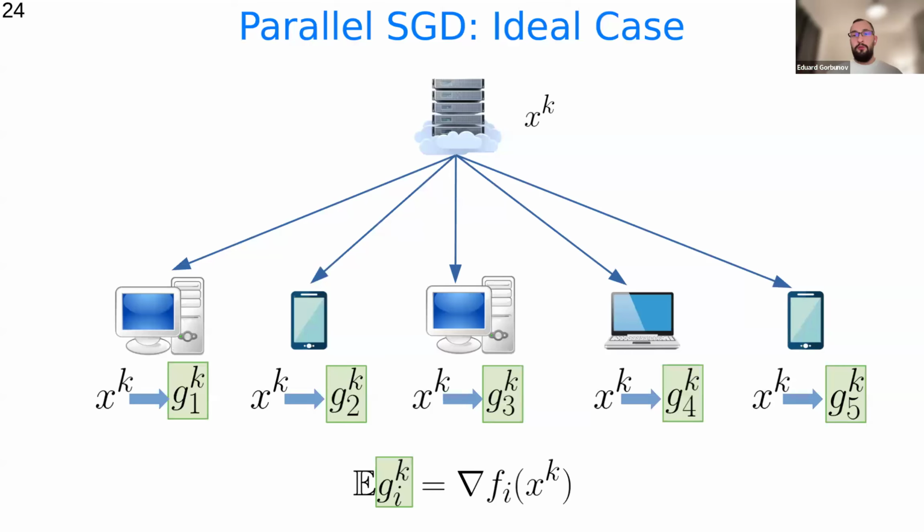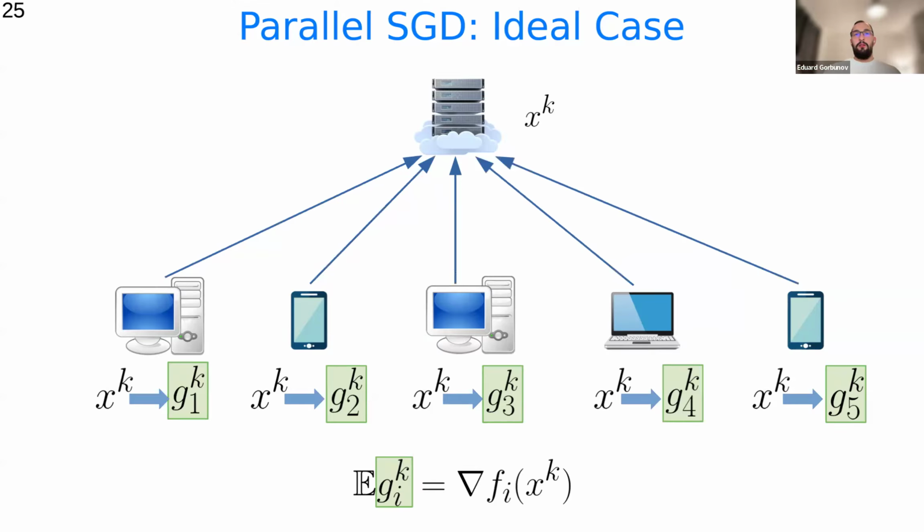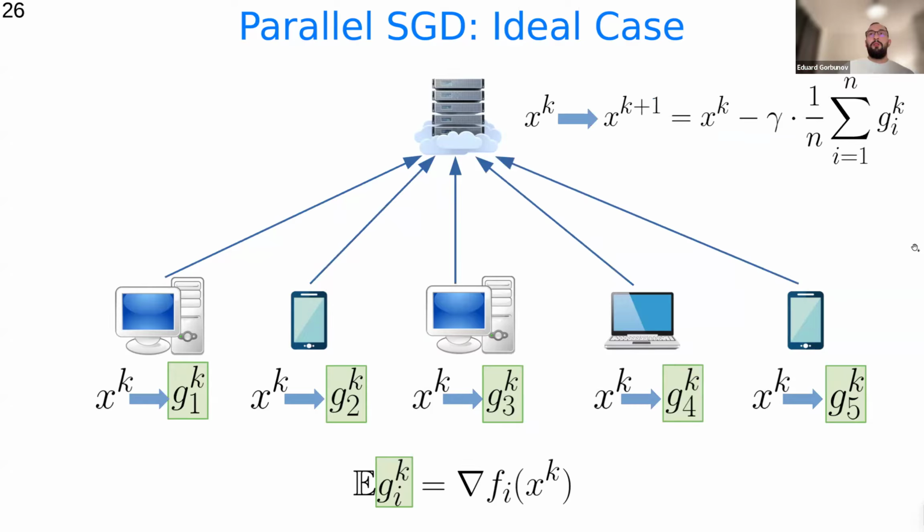So it's directions that we want to use to make a step in the first order method. Clients are asked to send these vectors back to the server, and the server just averages them and makes a gradient descent type step.